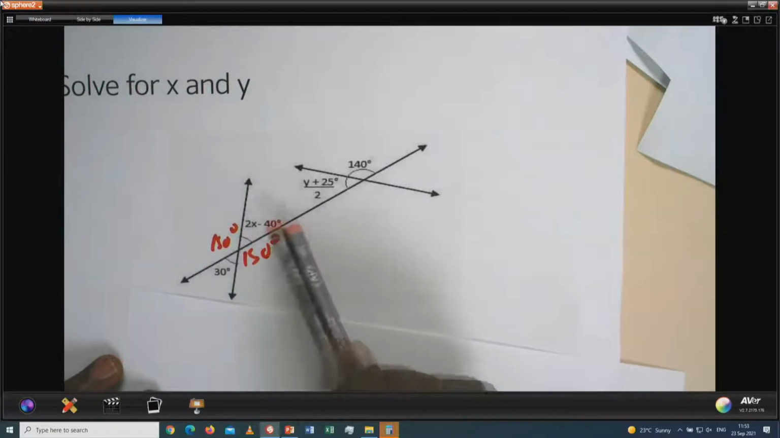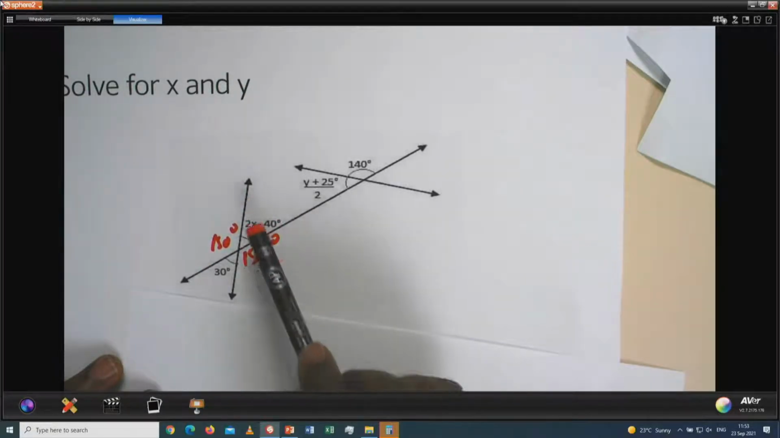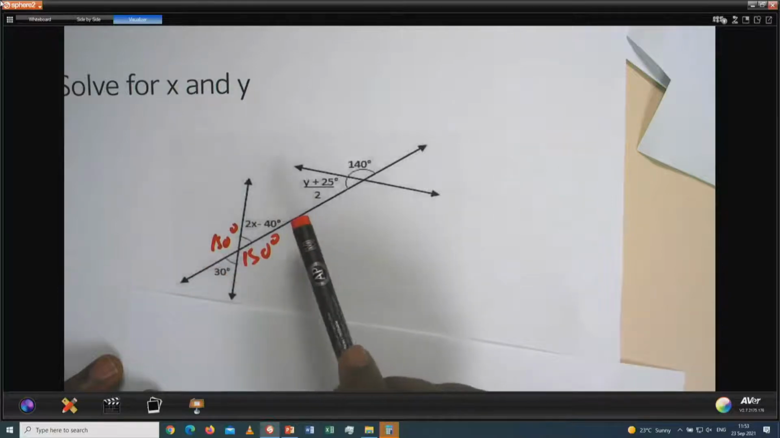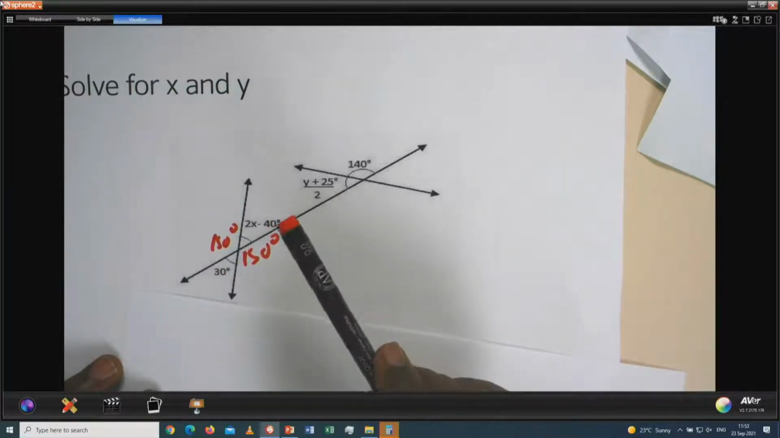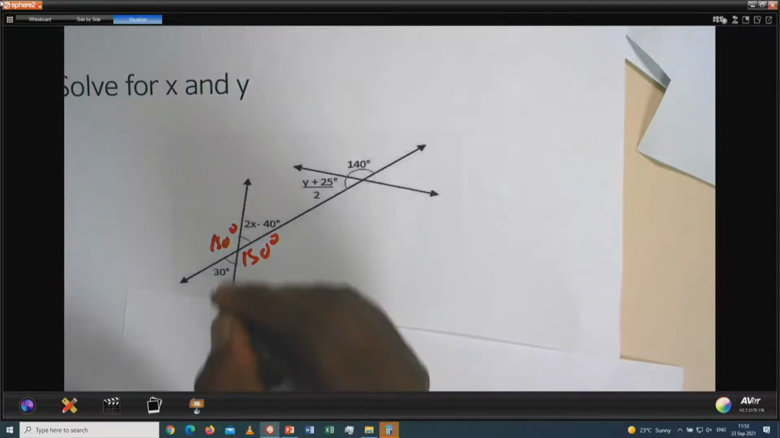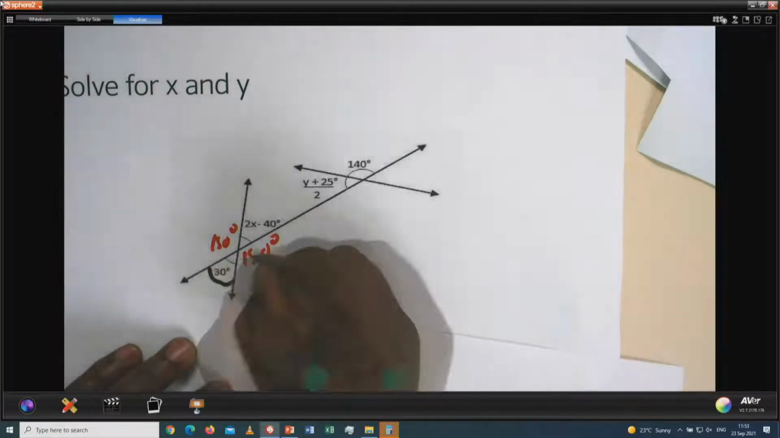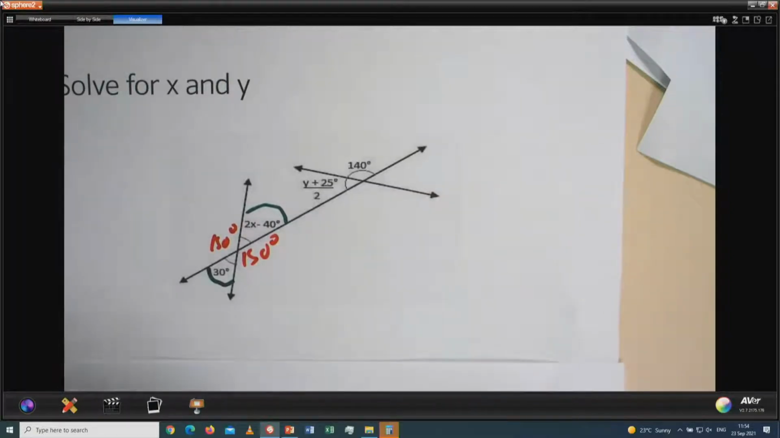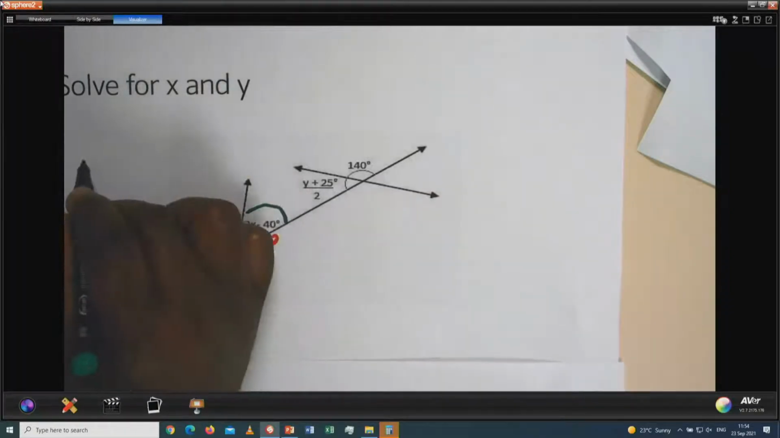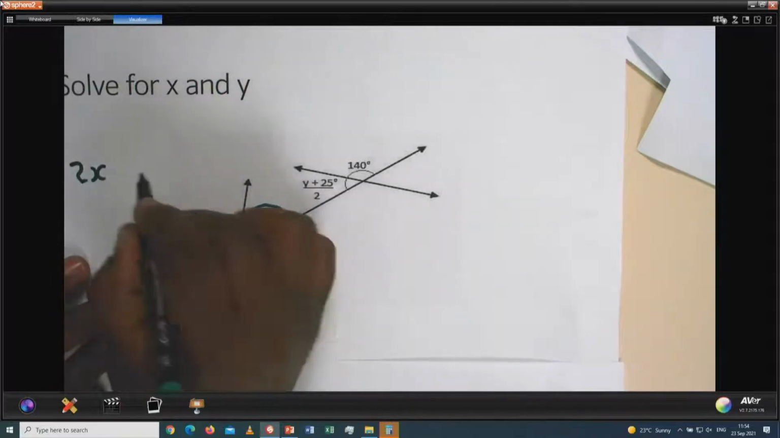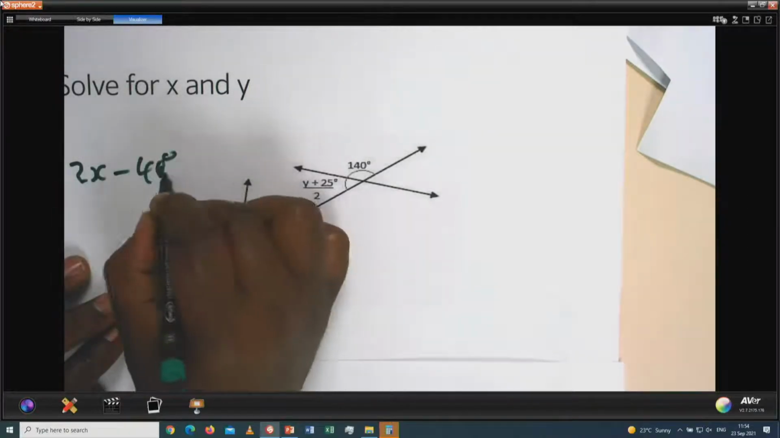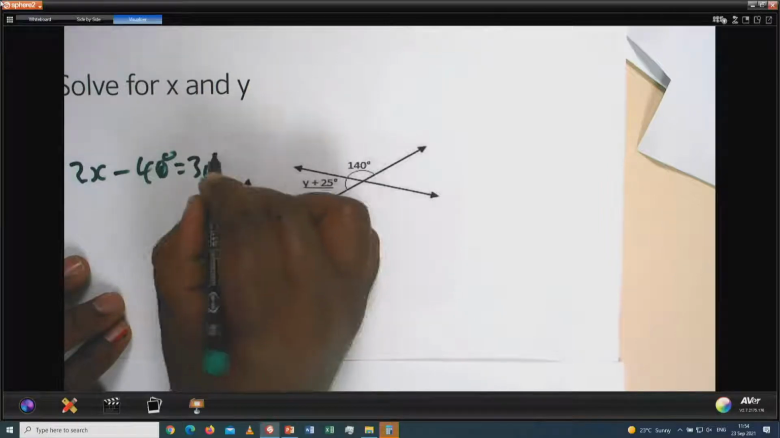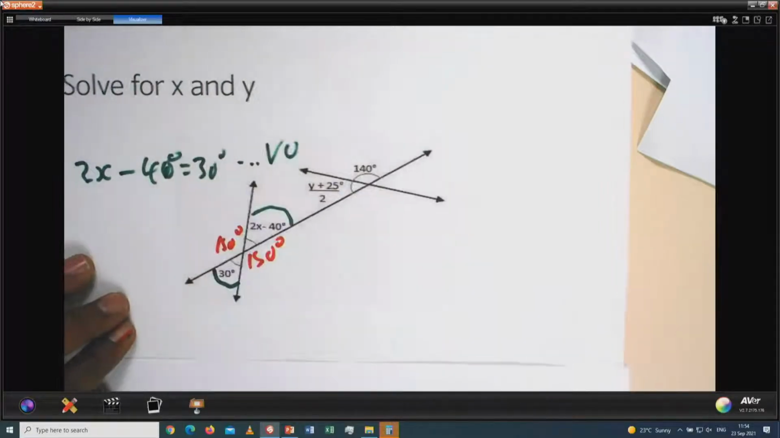Now, it's up to you whether you add this to 180 or you add that to 180 to get x, or do you use the vertically opposite? For me, I will go for vertically opposite. Straight away, I will go for vertically opposite. Therefore, I'll say, okay, 2x minus 40 degrees equals 30 degrees. What is the reason? Vertically opposite.